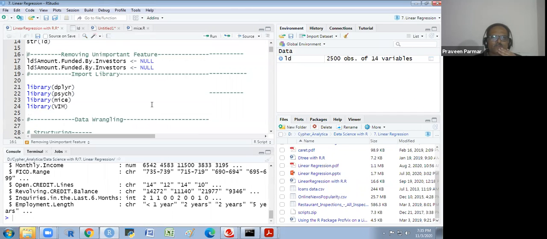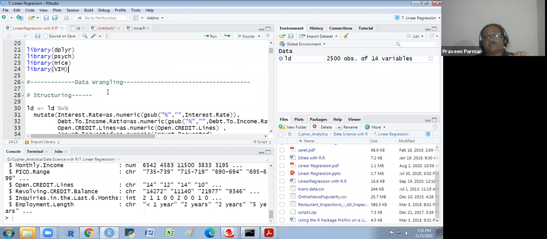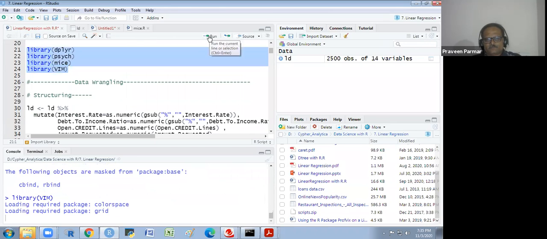Okay. Now, we are going to use some libraries in this project. What is dplyr, which is very, very important for data manipulation? Psych we are using for some describe functions and this all. Mice we are using for the missing values purpose, and VIM we will use for some other activity. I will explain that later on. So I run all these libraries together.